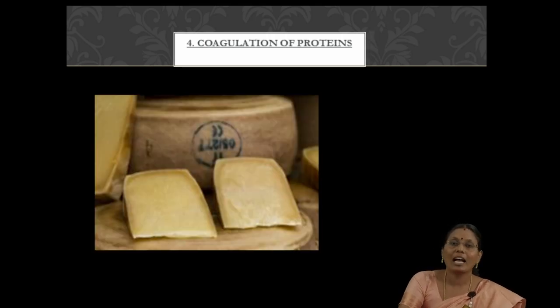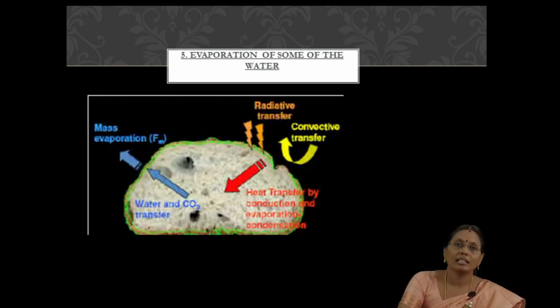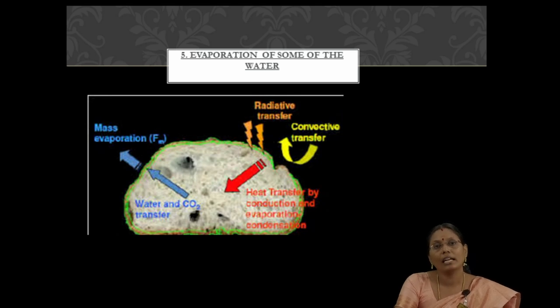The next, coagulation of protein. After starch gelatinization, the protein like gluten and egg protein will be coagulated. If the temperature is too high, the protein will coagulate too easily. If the temperature is low, the protein will not coagulate, so the final product will collapse. Then evaporation of water. This evaporation of water is done at the baking time. Mostly high temperature evaporates the water present in the dough.